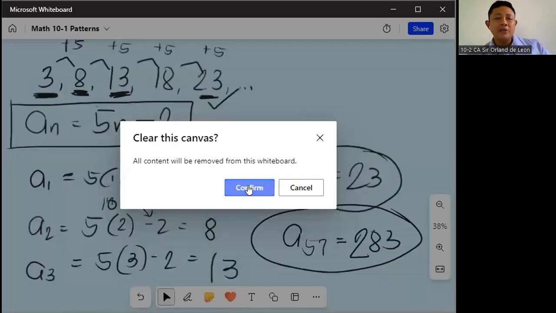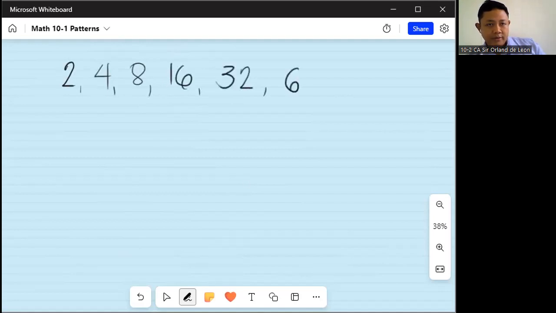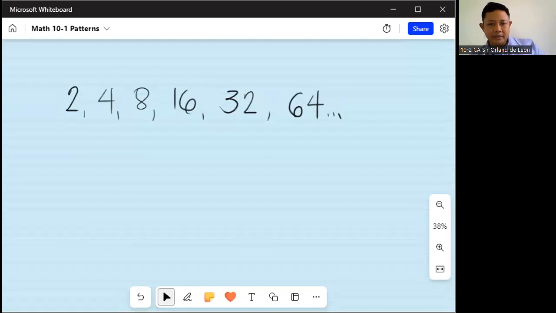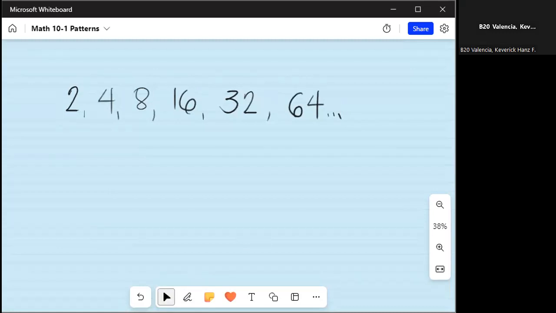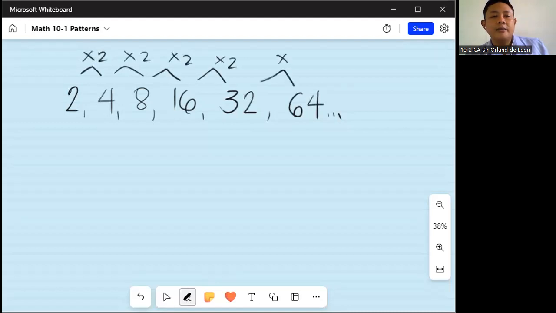Good. So, what if the pattern is like this? It's 2, 4, 8, 16, 32, 64, etc. So, what is the pattern here? What's the pattern? Times 2 po. Very good. So, we need to multiply it by 2. Times 2, times 2, times 2 onwards, times 2 and times 2.